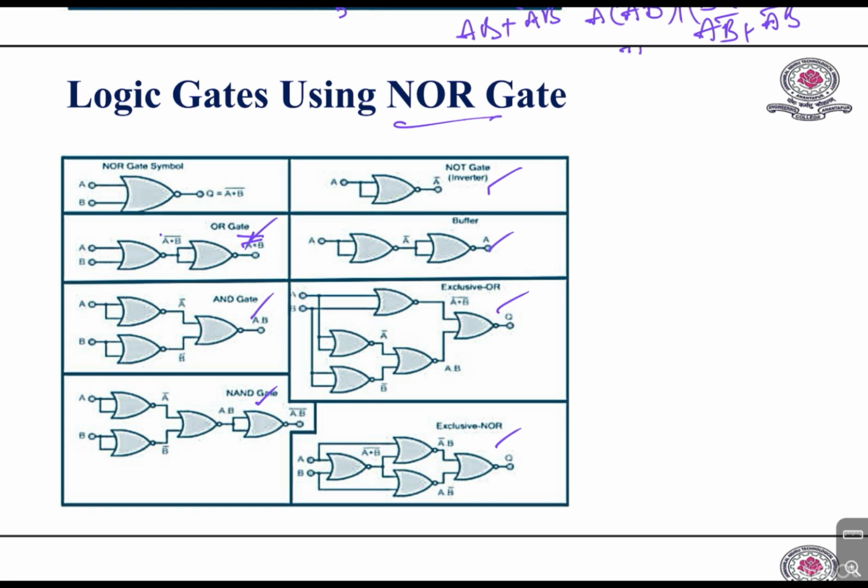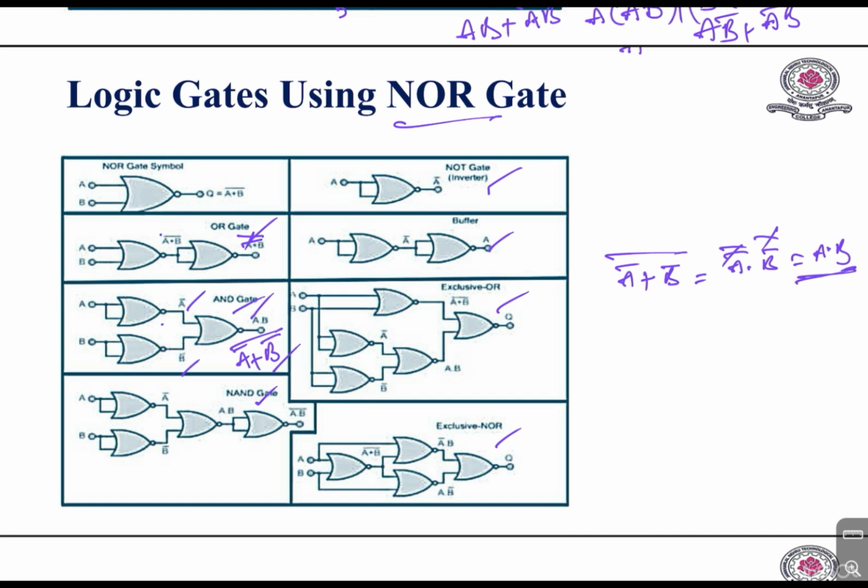And if you want an AND gate, one NOR gate will be taken for each input, so this will become A bar and this will become B bar, and by combining these two, A bar plus B bar whole bar, this will become A bar bar dot B bar bar. So these two will get cancelled, finally A dot B. So this is the AND operation. So that is an AND gate.